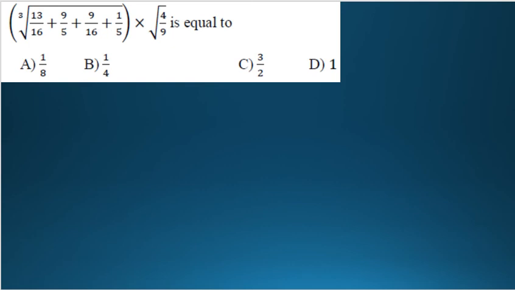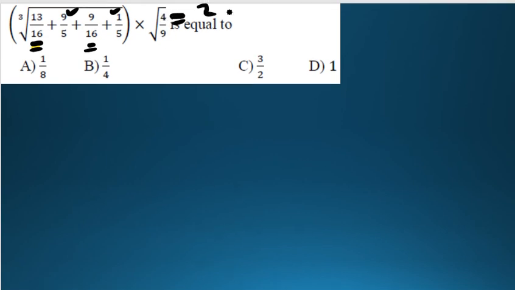Next question. It says the cube root of 13 over 16 plus 5 over 9 over 5, plus 9 over 16 plus 1 over 5. So what to do first? Try to add those fractions having the same denominator. For example, this one with this one you can add, and this with this. Then you will multiply with the next one. By the way, the next one is a perfect square number, both of them, so you can extract them, which is 2 over 3. Radical 4 means 2 and radical 9 means 3.